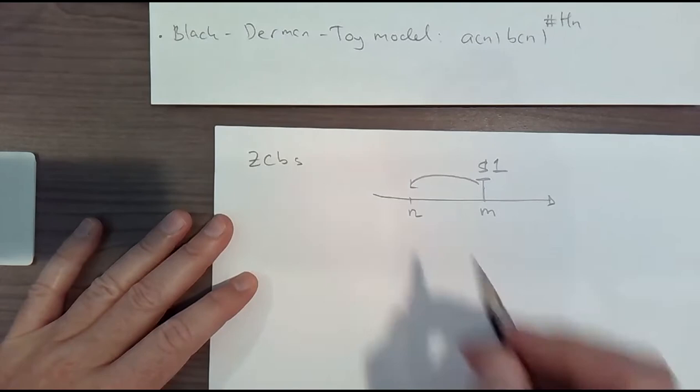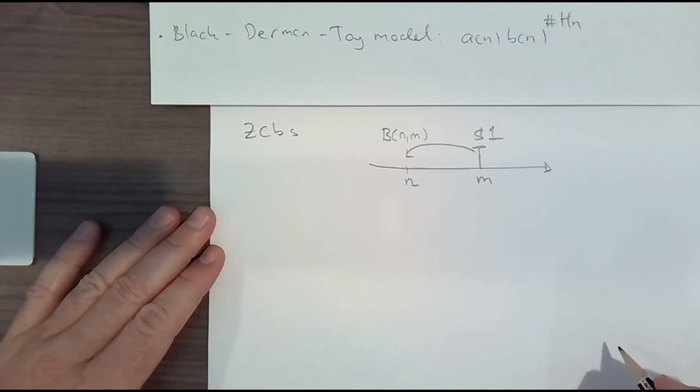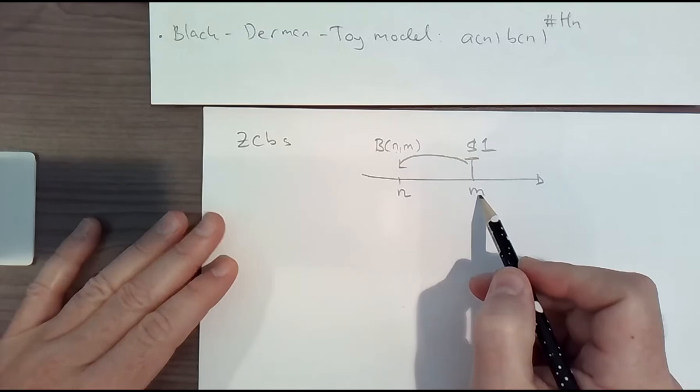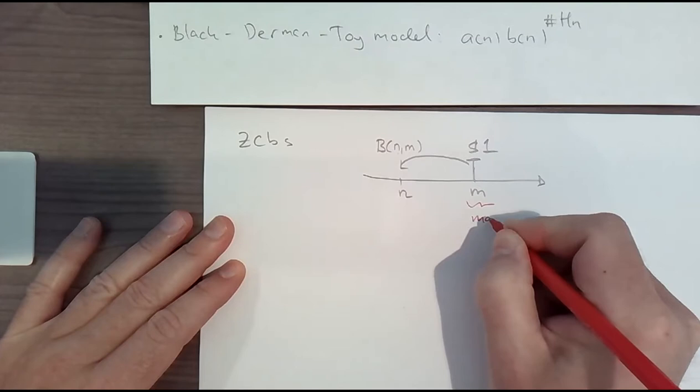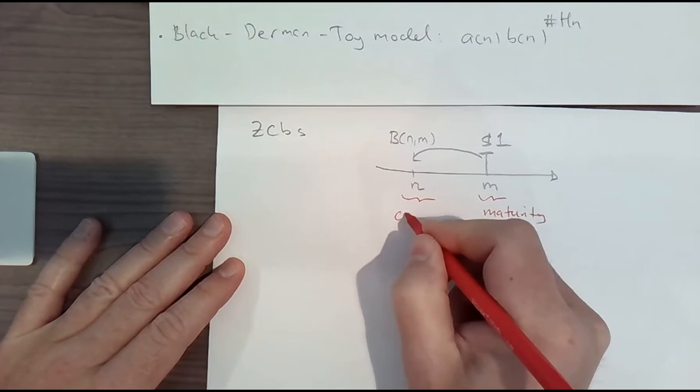What is the fair value of $1 in the future, given that you're sitting here at an earlier time? Well, what we're going to put here is going to be this B(n,M), the zero coupon bond price at time n prior to expiry at time capital M. This here is maturity, and this here is the current time.